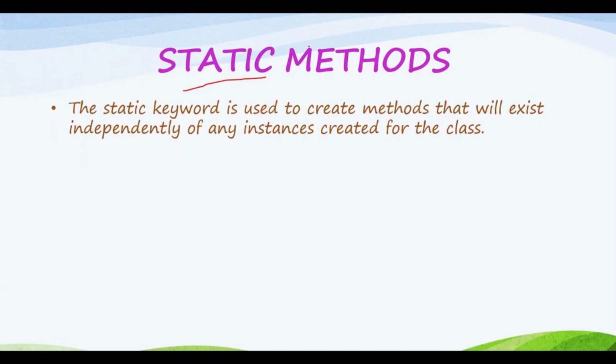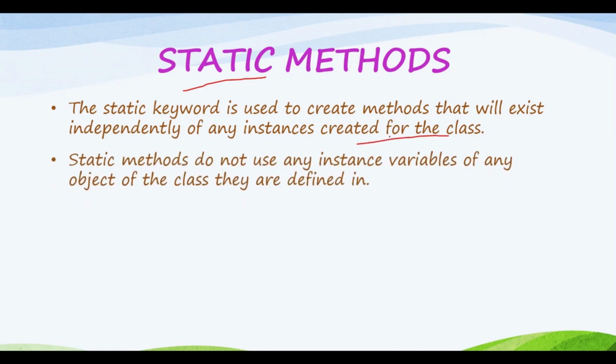Next we'll see static methods. Methods or processes, we already use in classes. If we use the static keyword before a method, it becomes a static method. So what are all the specialties of a static method? We'll see them one by one. The static keyword is used to create methods that will exist independently of any instance created for the class.